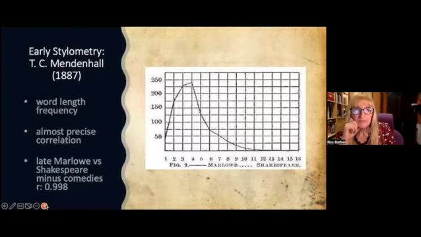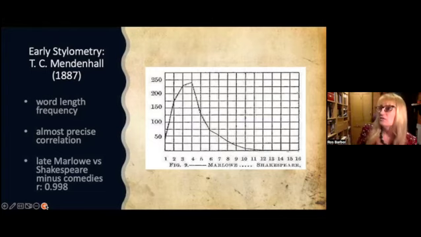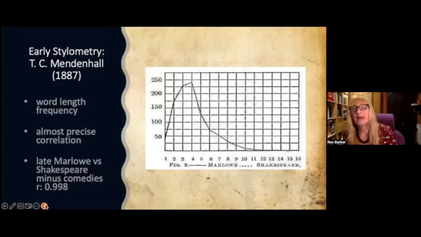Then we get the first bit of early stylometric analysis by Mendenhall. Now, Mendenhall, some of you will know, was asked by a Baconian to try and show that Bacon was the author of Shakespeare's works. And Mendenhall compared Shakespeare's word lengths with those of a number of writers, including Bacon and including Marlowe. And he found that with Marlowe, it was more or less an exact match in terms of the frequency of different length words that the two writers used.